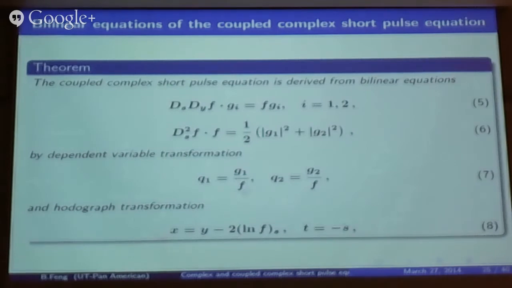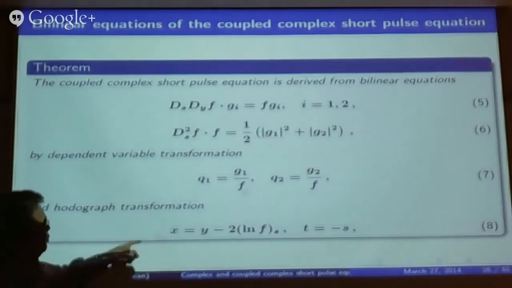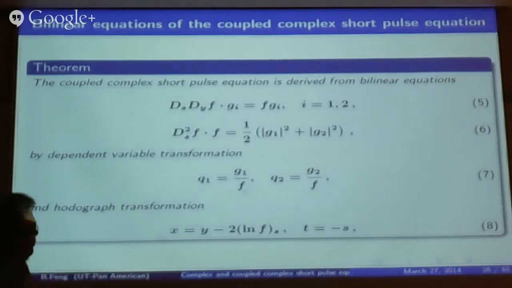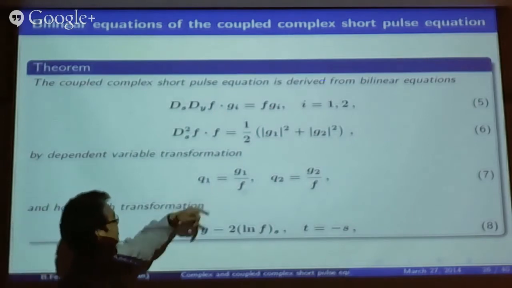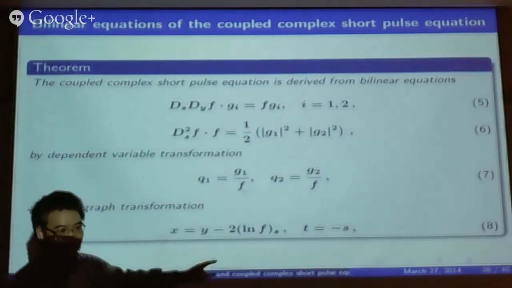Now, we continue to study the coupled complex short pulse equation. It has two components and we have a coupled system. In this coupled system, we can also convert them into bilinear equations. Actually three. The first one, we have i equals one and two, and they are similar. They have exactly the same form. And we have the third one, which is equation six.